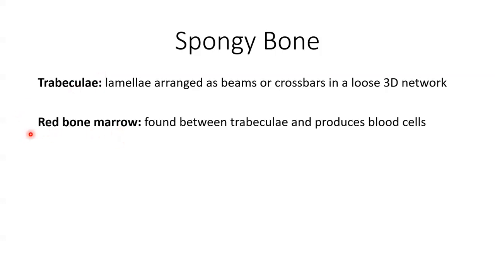The other term we introduced, which we have mentioned a few times, is our red bone marrow. So this is found in between the trabeculae and it produces our blood cells. So the red blood cells, the white blood cells, and our clotting cells, the platelets.